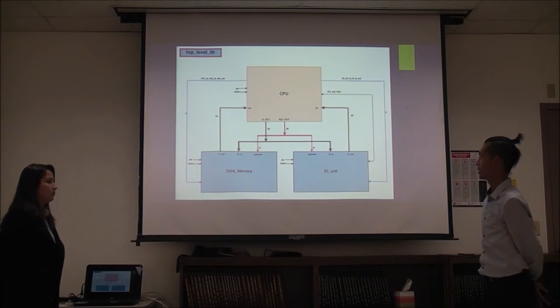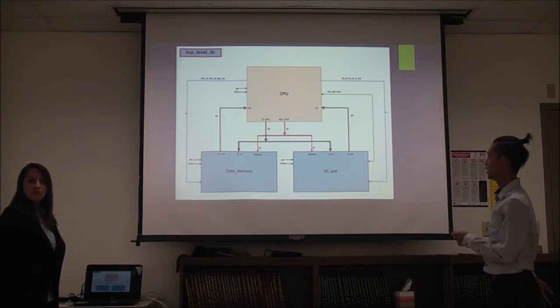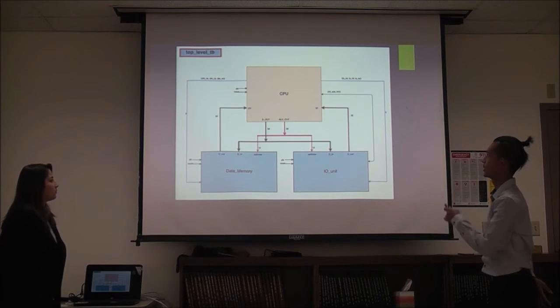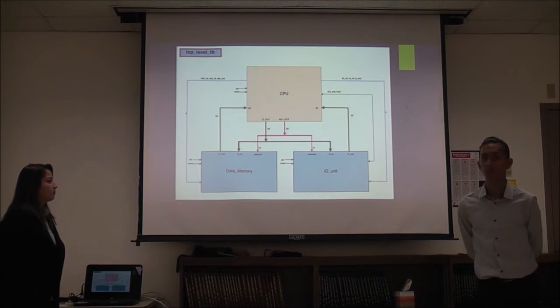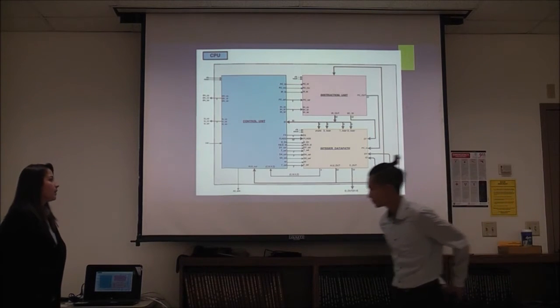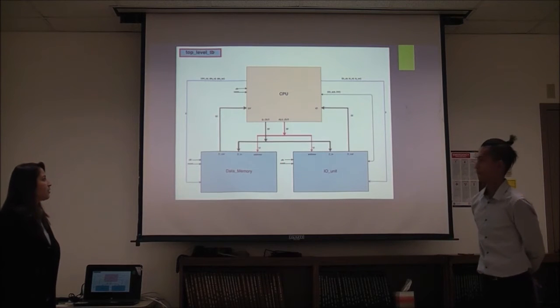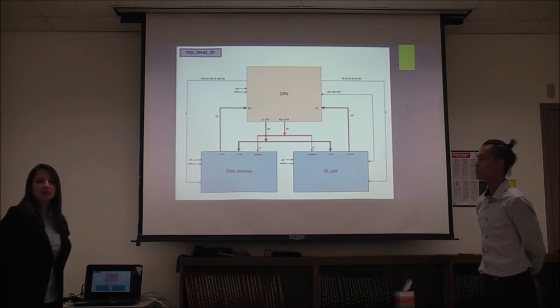The D out is interfaced with the data bus for the data memory and the I/O unit. The outputs of the I/O unit and the data memory are connected to the inputs DY and I/O for the CPU. You added that I/O input to your CPU? Yes. So this is something that we're going to talk about a little further later on.